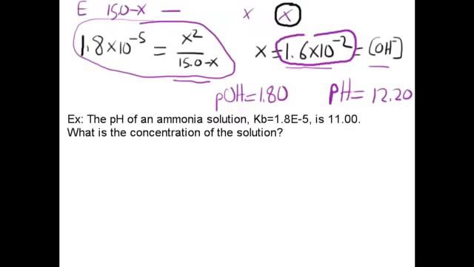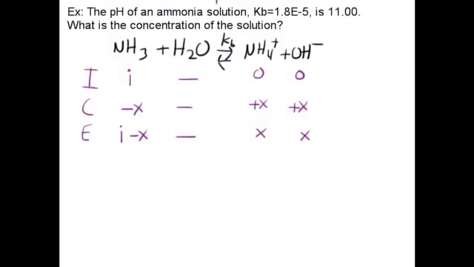So we're going to use the ICE table again. Go ahead and set up your ICE table for ammonia and figure out what you can get from your pH. See if you can do the problem. So here's how my ICE table looks. It's the same as before, except I don't know the concentration of NH3. That's what I'm trying to find. Luckily, we do know x. x is equal to the hydroxide concentration. So if you weren't sure what to do, and you haven't already done it, go ahead and solve for the hydroxide concentration, which is your x.